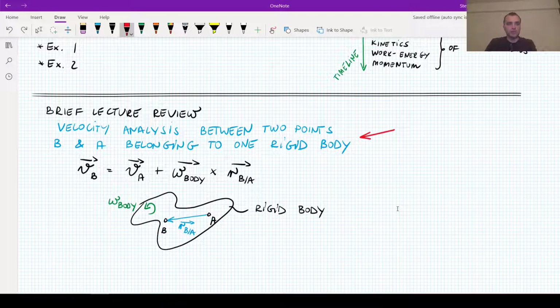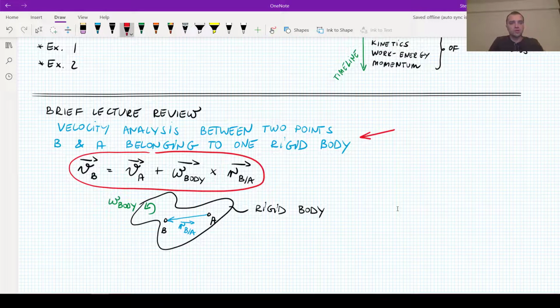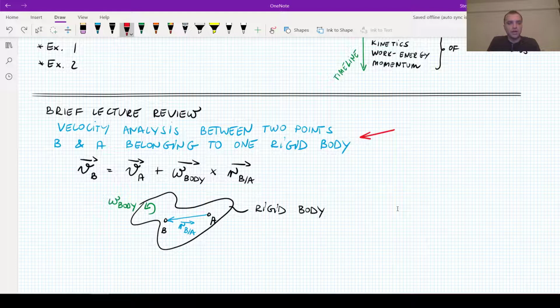connecting them. So if we would like to express velocity at point B with respect to velocity at point A, we should go for this expression. VB is equal to VA plus omega body times RB with respect to A. We will use this expression approximately like 5 times today. Okay, so that's it when it comes to lecture review.